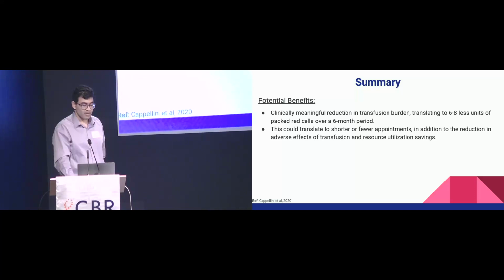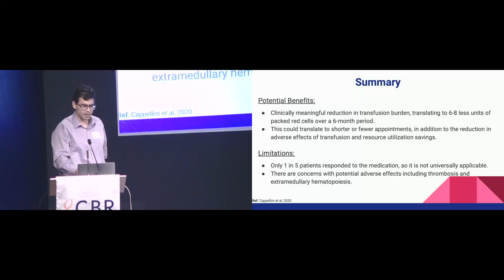So in summary, luspatercept offers clinically meaningful benefits, translating to something like 6 to 8 fewer units per 6 months or 12 to 14 over a year. And that could mean shorter appointments for transfusions, fewer appointments for transfusions, less transfusion-associated adverse effects, and of course, the resource utilization savings in terms of our blood supply and nursing and chair time. Limitations, of course, only 1 in 5 patients responded, and so it's not a universally applicable treatment. And of course, there are concerns with these adverse effects, including thrombosis and extramedullary hematopoiesis.